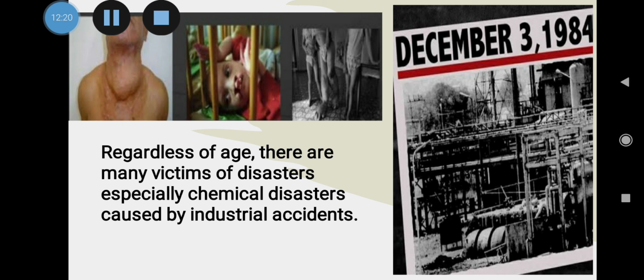Causes of the disaster include workers' sabotage and corporate negligence. They did not take proper safety measures. Short term impacts include coughing, pain, stomach pain, vomiting, etc.